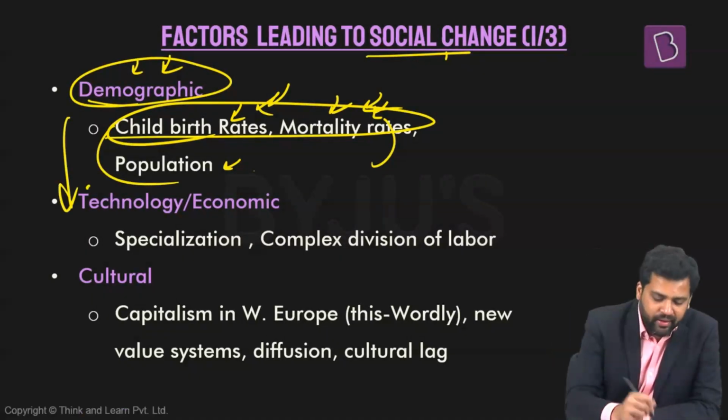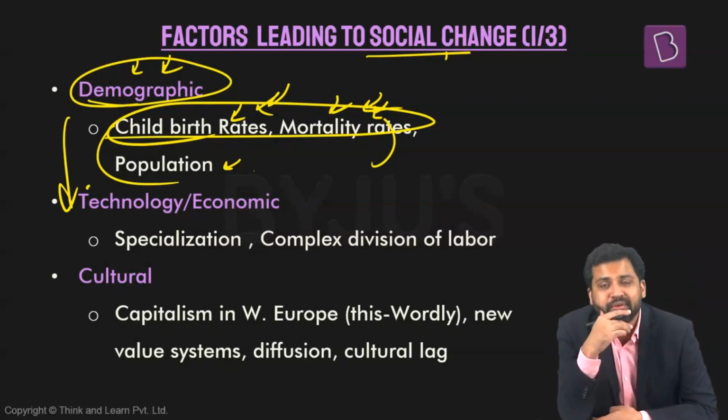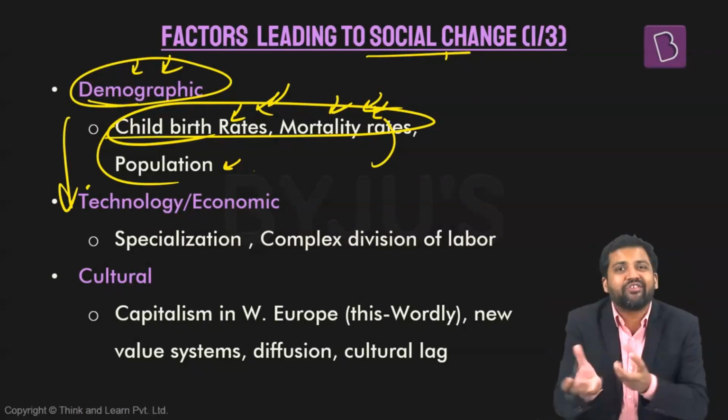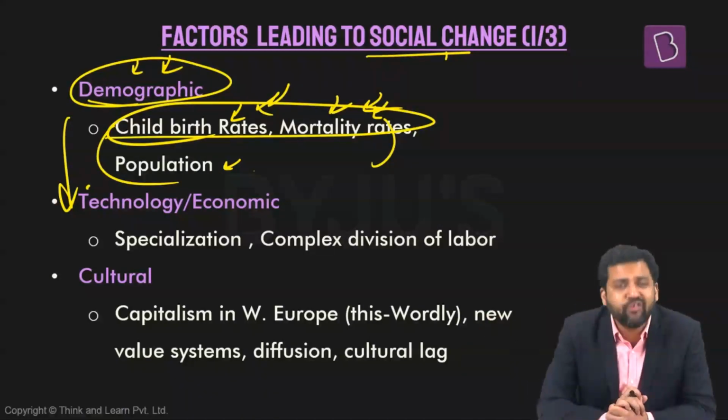And population can have a bearing on technology. It can have a bearing on the economy. If you have a large population, there will be massive competition for different kinds of resources. Within society, different kinds of conflicts can emerge, which can lead to changes in society. I'll give you an example.